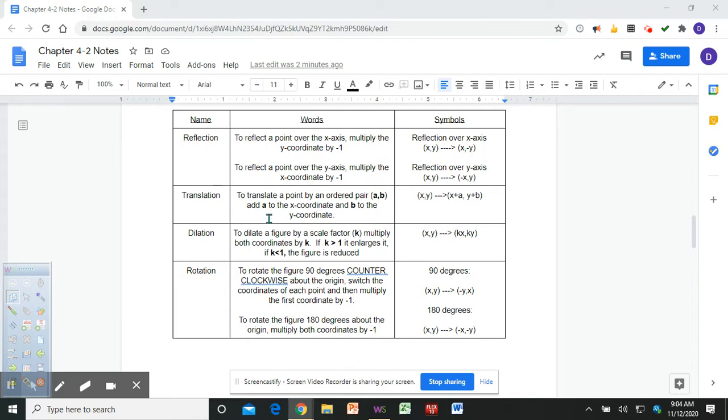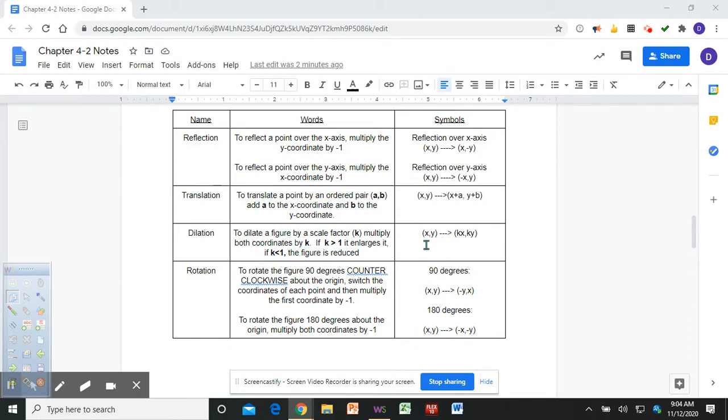Translation, there's a formula right there. The easy way to do it is just count. If it says move it 2 up and 3 over, move it up 2 and 3. A dilation, what you're going to do is you're going to take the coordinates they give you and multiply it by a scale factor. And they will tell you what the scale factor is.